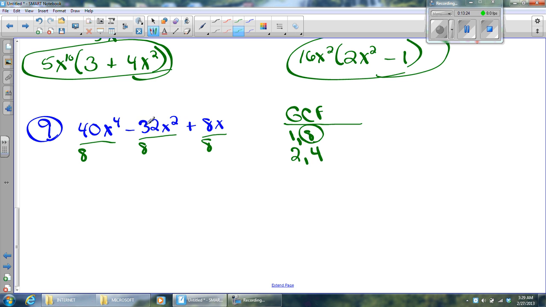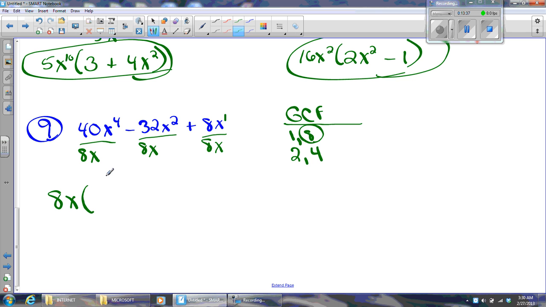And then I look at my exponents and I take the smallest power. So I'm dividing each one by x, or specifically 8x. My GCF is 8x. My quantity has 5x cubed. This is going to be a 4x, and this is going to be a plus 1. Don't throw it away. It's not subtraction. It doesn't become 0. 8x divided by 8x is 1.